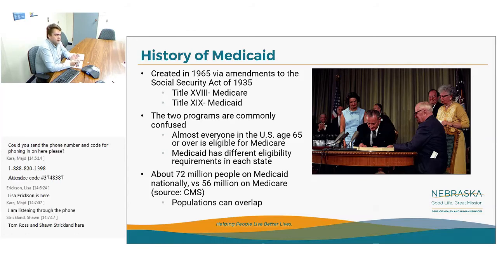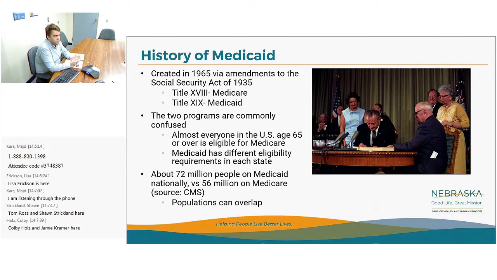Just to differentiate those 2 before we move forward, Medicare is a program for primarily senior citizens. Almost everyone in the U.S. over the age of 65 is eligible for Medicare. That's something that happens automatically just because of your age. Medicaid, like I said, is more for low-income populations or other medically needy populations, and the eligibility requirements vary between states. There's a saying that if you know one state's Medicaid program, you only know one state's Medicaid program. They vary in every single state.